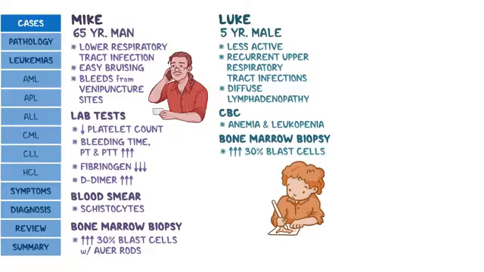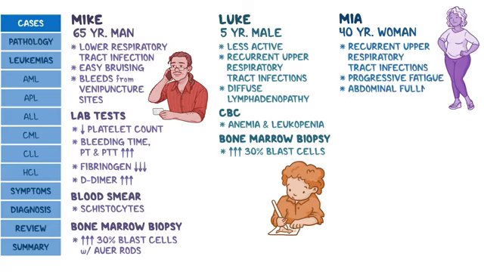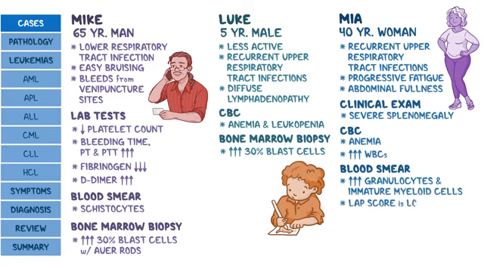The last person is a 40-year-old woman named Mia, who reports recurrent upper respiratory tract infection, progressive fatigue, and abdominal fullness. Clinical examination reveals severe splenomegaly. CBC shows anemia and increased WBCs, while blood smear shows increased granulocytes and immature forms of myeloid cells. The LAP score is low. Bone marrow biopsy shows blast count of 8%.